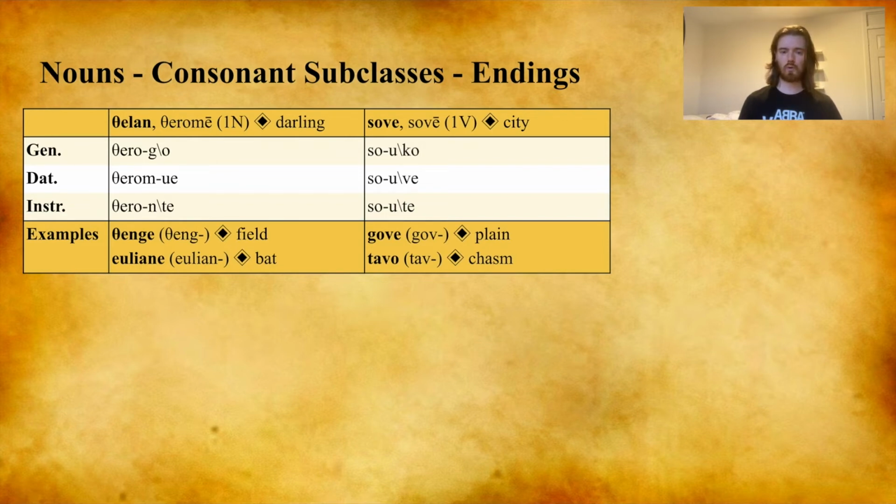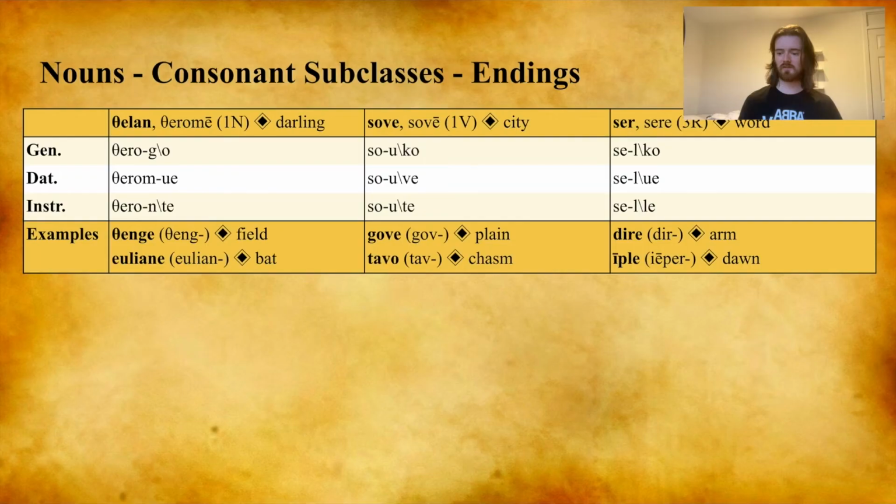gouko and tauko. Now moving on to the rhotic subclass, sere, which means word, has the genitive selko, dative seloe, and instrumental selle. In each case, the final rhotic sound of the stem is replaced by ul. We can then look at other examples like dire, which means arm, and iple, which means dawn, which would have the genitive singulars dilko and iepelko.